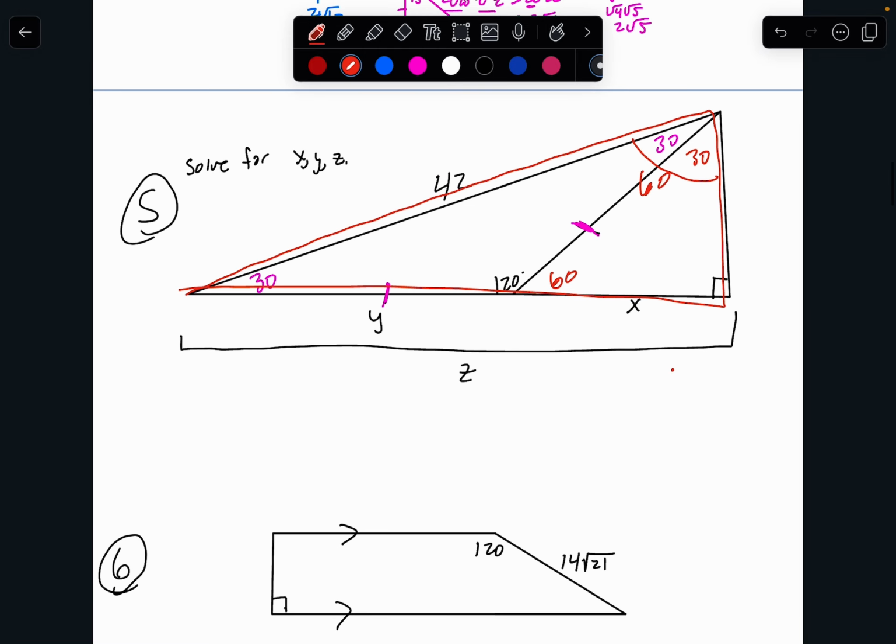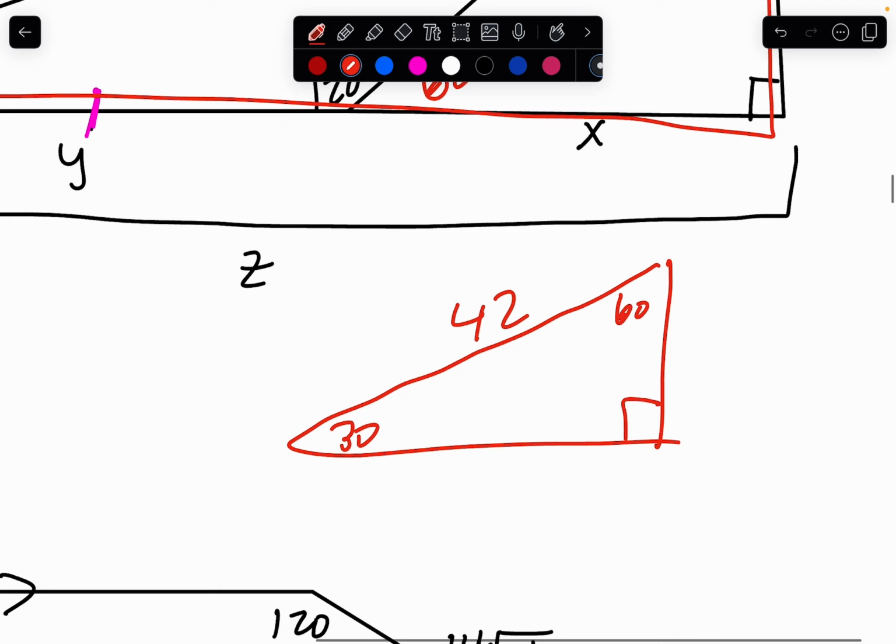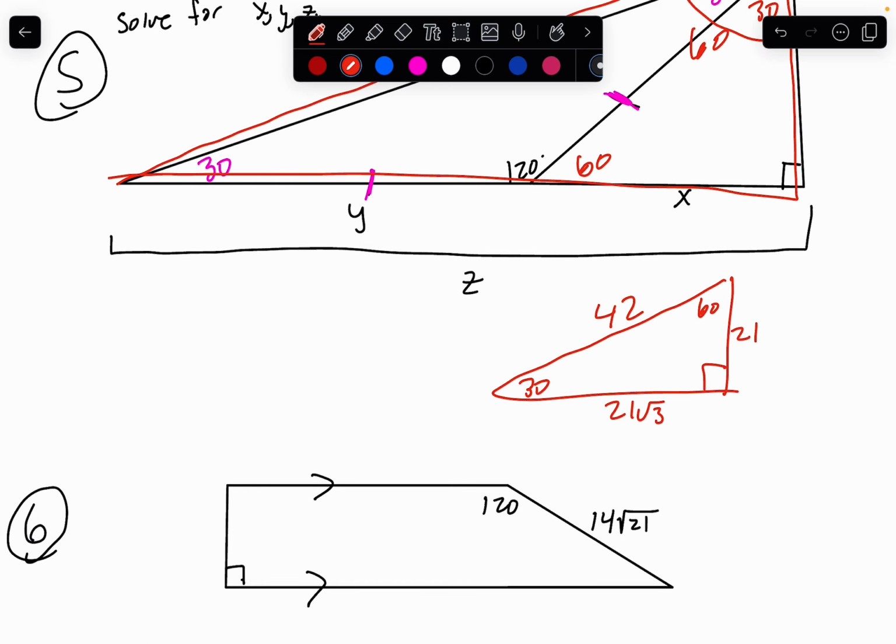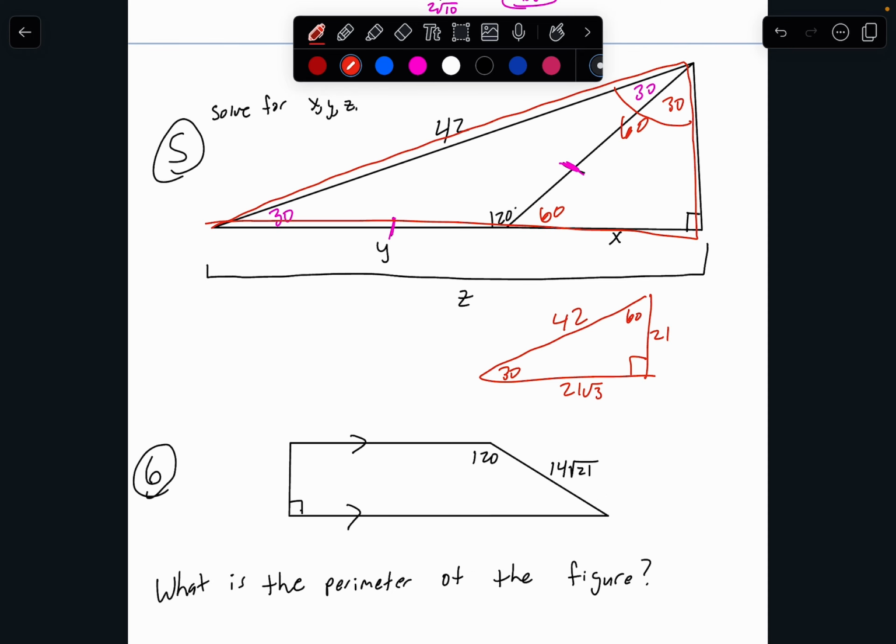So if I'm focusing just on that big right triangle with a 30 in this corner, a 60 up here, and a 90, and we know that that big hypotenuse is 42. So special right triangles, 30, 60, 90, the hypotenuse is the short leg times 2. So I'm going to divide by 2. And the long leg is the short leg times root 3. So I'm going to take the short leg and multiply it by root 3. And that would be the entire bottom. That would be z. Z is going to be 21 root 3 on this question.